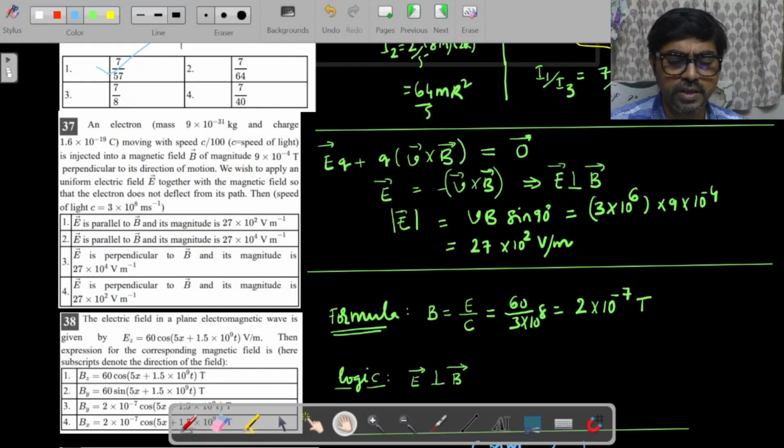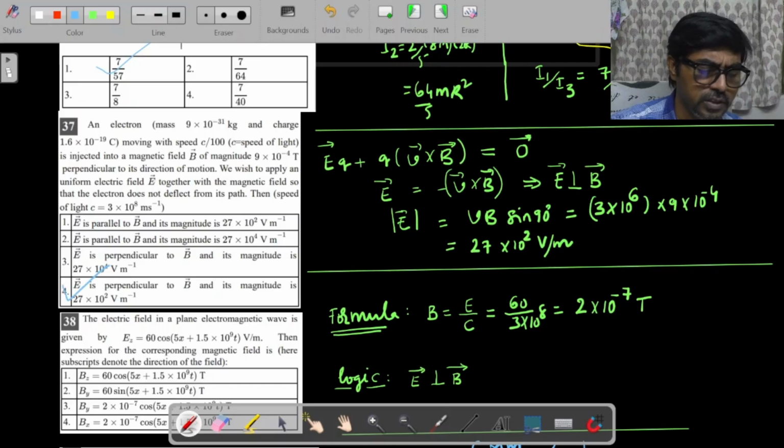The next point is E bar has to be perpendicular to B bar, otherwise cross product does not work. E bar is a cross product of V bar and B bar, right, with a minus sign of course. So cross product must be perpendicular to the vectors which are involved in that cross product. That means E bar must be perpendicular to B bar. They said what about the first option, E bar parallel to B bar, so you can eliminate that. E bar has to be perpendicular to B bar and the magnitude is 27 into 10 power 2. So the answer is 4. 4 is the answer for this.